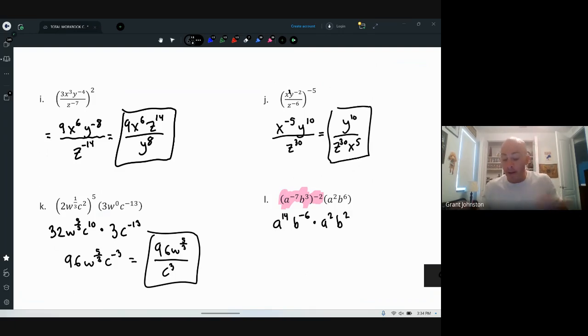And now I can add my exponents. So the 14 and the 2 for the a would be a to the 16th. B to the negative 6 times b to the 2, so negative 6 plus 2 is negative 4. And again, it's not finished because I want my final answers to have no negative exponents. So a to the 16th is going to stay in the numerator, but the b to the 4 is going to come down because it was a negative 4.